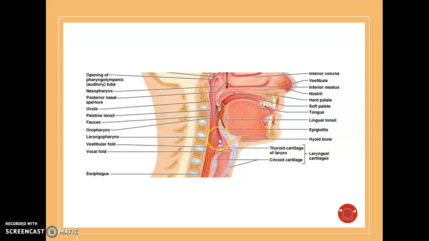This epiglottis would tip down so that the food didn't go into the trachea, it would just go through the esophagus. But otherwise it's open and air goes into the larynx and then down into the trachea.